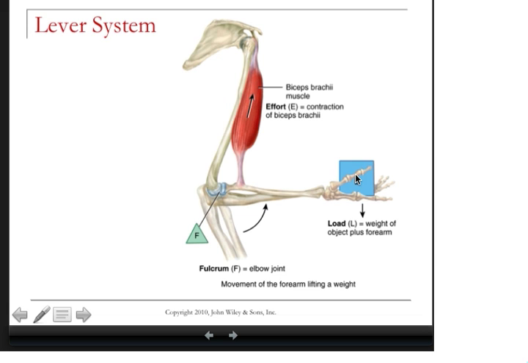The effort can be applied at different places. In this illustration, the effort here is applied at the radial tuberosity. The fulcrum, what actually produces the area where it's going to pivot, is right here at the elbow joint. And the load, in this case, is the arm itself, the forearm, and whatever else the forearm might be attached to. In this case, we're holding a load of some type. And so when the biceps brachii contracts, what happens is that we decrease the angle between the humerus and the radius and ulna, and that's considered to be flexion.